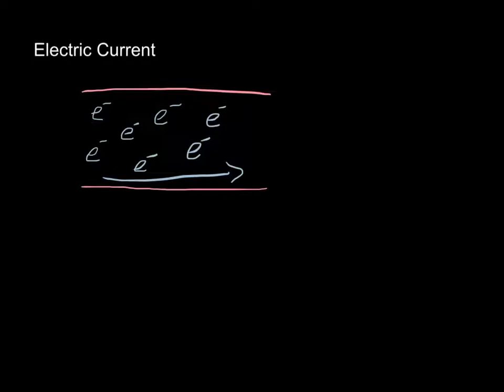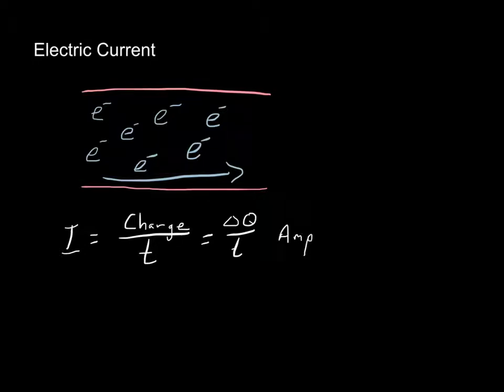Our definition for electric current is that it is a charge per unit time. We define that with an I. Charge we use as Q, so maybe delta Q over t would be a good way to write it. Our unit for electric current is amps or amperes, and it's how much charge per unit time is flowing through a certain wire.